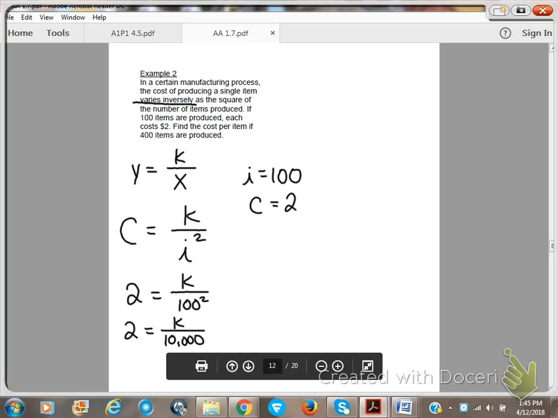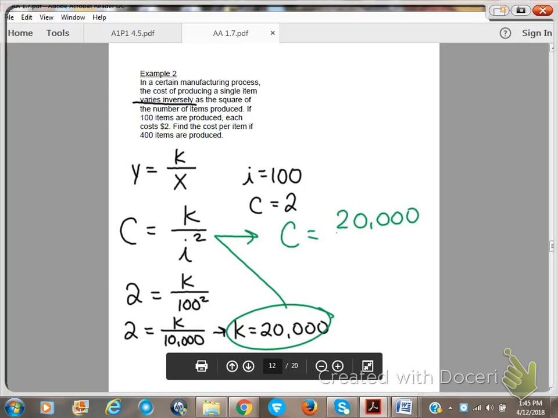And then how would you get K by itself? Multiply by your 10,000. So that gives us that K equals 20,000. Now that we have that K, what do we do with it? Plug it back in. Where do you plug it back into? Into the C equals K over I squared. Good. Take it, plug it back in up here. So now your formula looks like C equals 20,000 divided by I squared. And there's our formula.